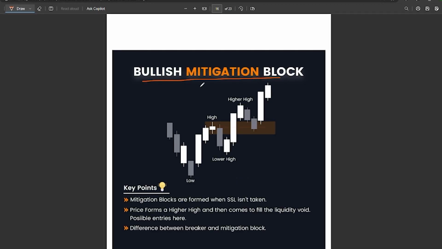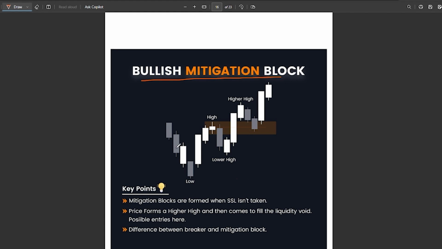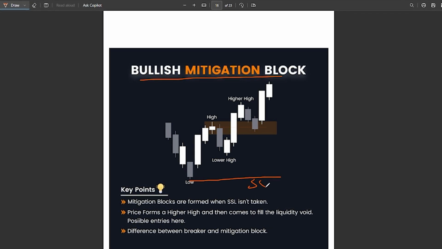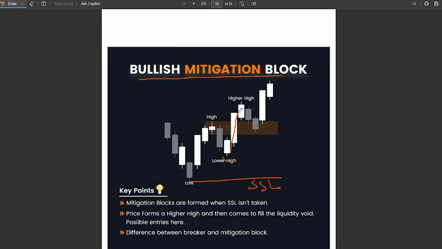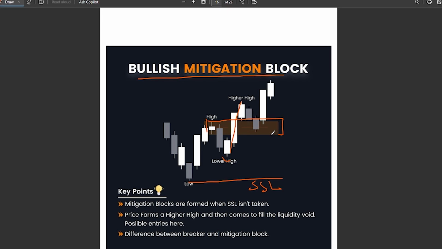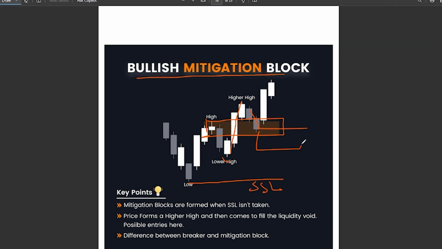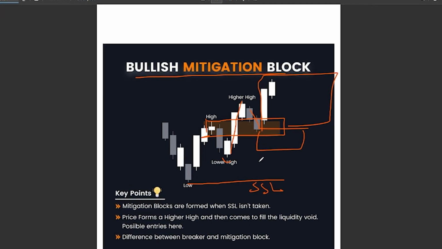Now let's come to our sixth type of order block, that is the bullish mitigation block. Bullish mitigation blocks are formed when price fails to take the sell side liquidity, creates a lower high, then creates a break of structure with a higher high, and when this bullish candle gets retested again, we take a long entry here with the stops below here and targeting these highs.